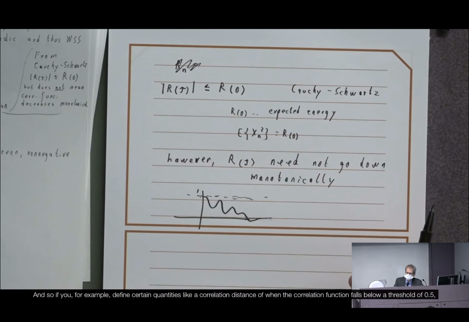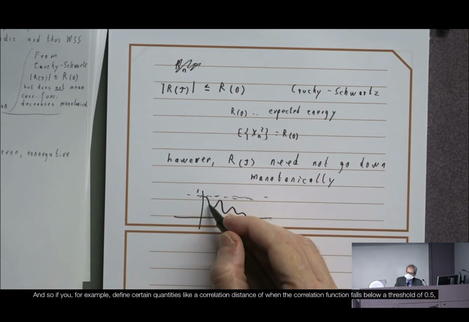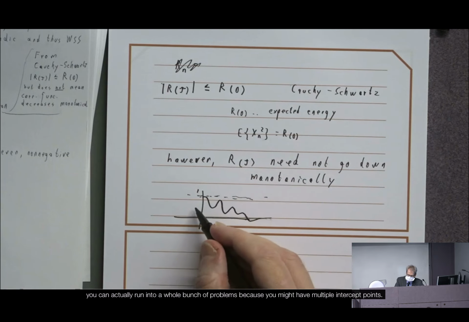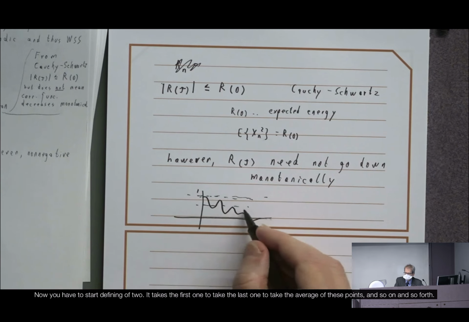If you, for example, define certain quantities like a correlation distance for when the correlation function falls below a threshold of 0.5, you can run into a whole bunch of problems because you might have multiple intercept points. Now you have to start defining: do I take the first one, do I take the last one, do I take the average of these points, and so on and so forth.